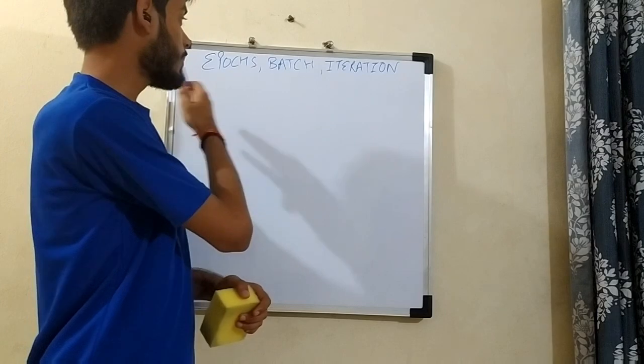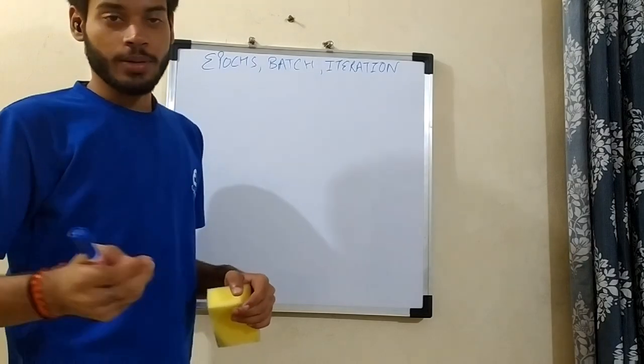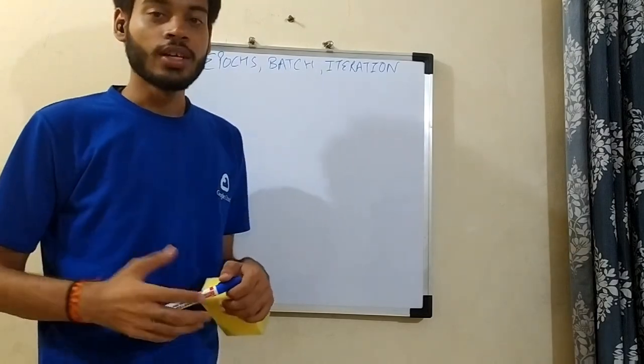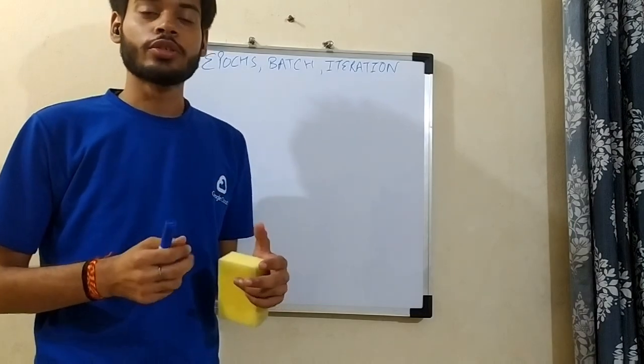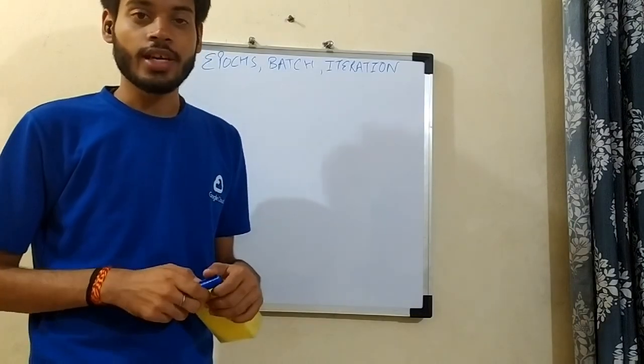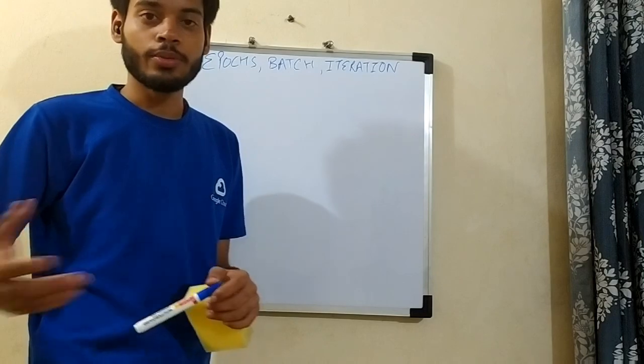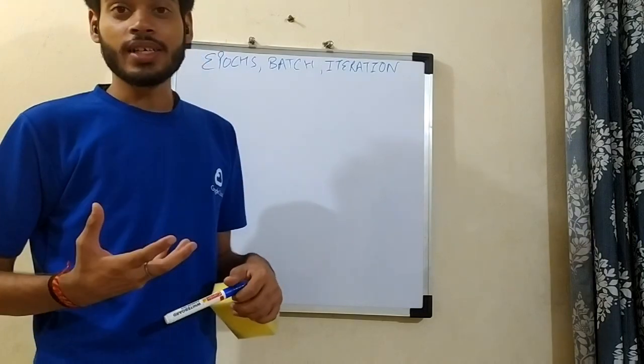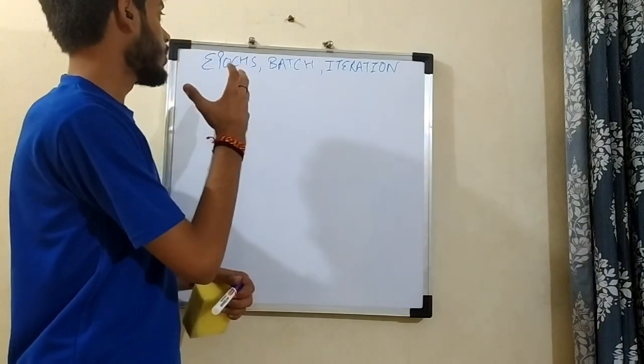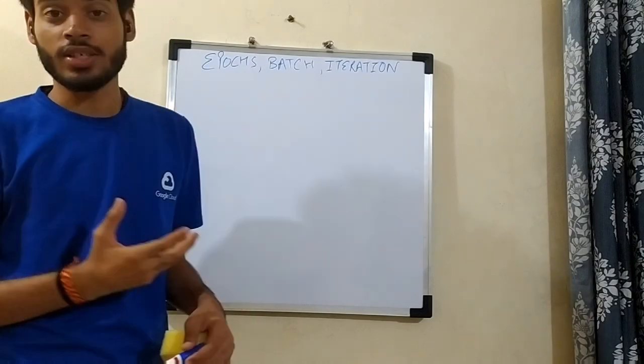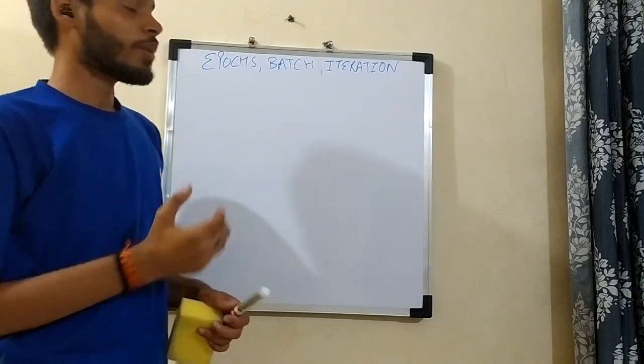In today's video we'll be talking about epochs, batch and iteration. I'm covering this topic because our upcoming videos will be on optimizers. We'll have dedicated videos on gradient descent, stochastic gradient descent and many more optimizers. To understand those, we need to understand what epochs, batch and iteration are. So in this video we'll be learning this.